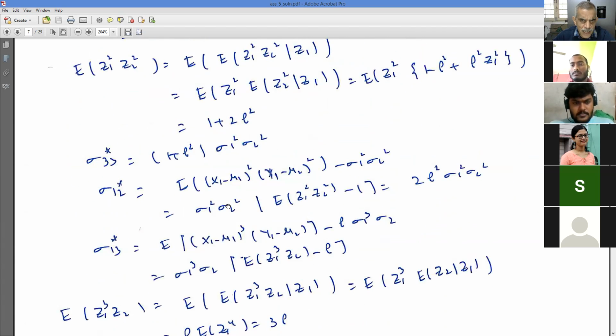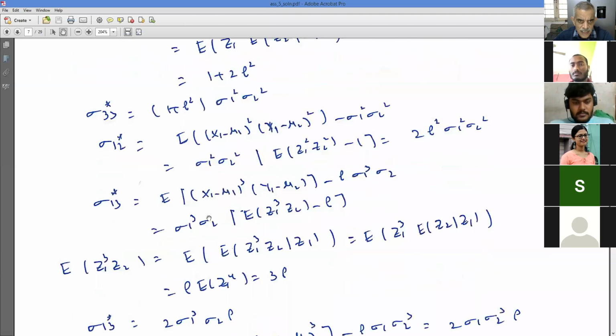Similarly, sigma 1, 2 star is same as expected of (x1 minus mu1) whole square, (x2 minus mu2) whole square, which is sigma 1 square, sigma 2 square, expected of Z1 square, Z2 square minus 1, which is 2 rho square, sigma 1 square, sigma 2 square. Right? Same, you can find it, expected of Z1 square, Z2 square, we have found it out. 1 plus 2 rho square. So 1, 1 gets cancelled, so 2 rho square, sigma 1 square, sigma 2 square. What would be sigma 1, 3 star?